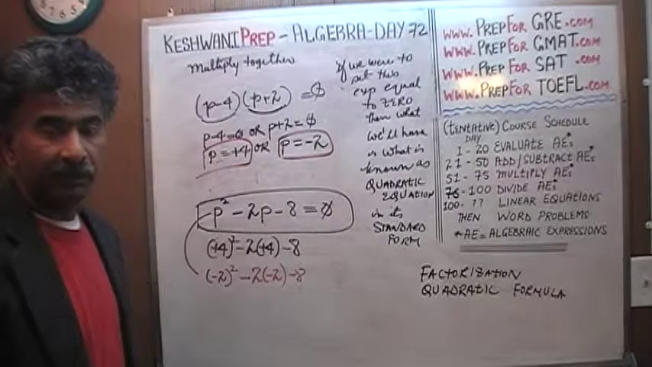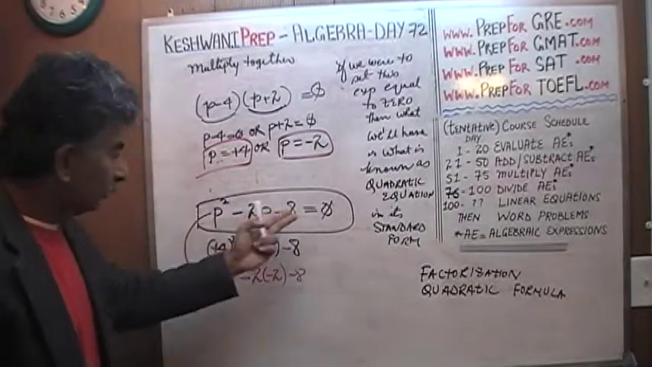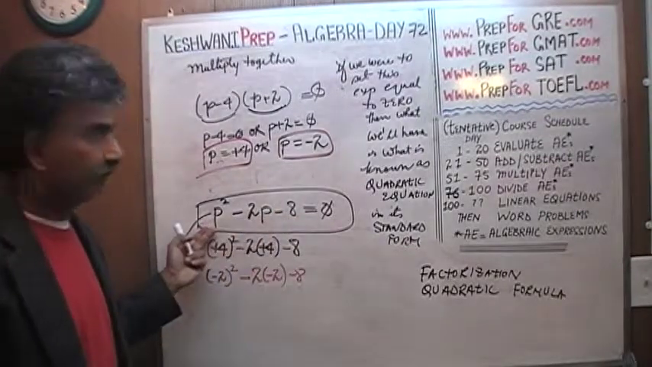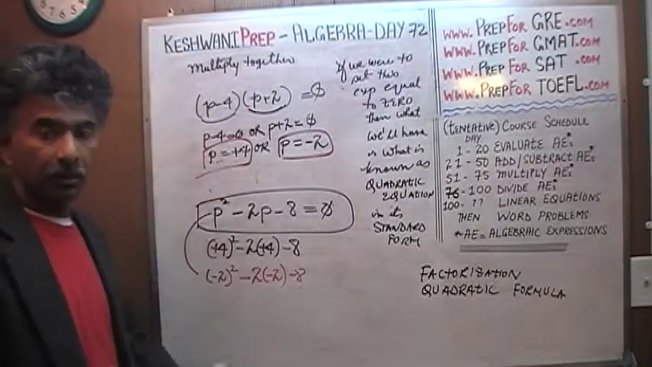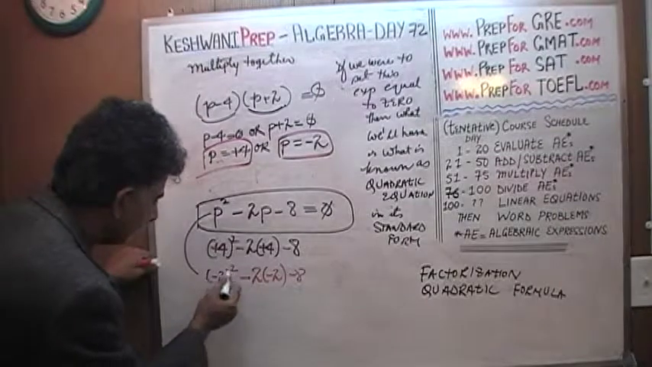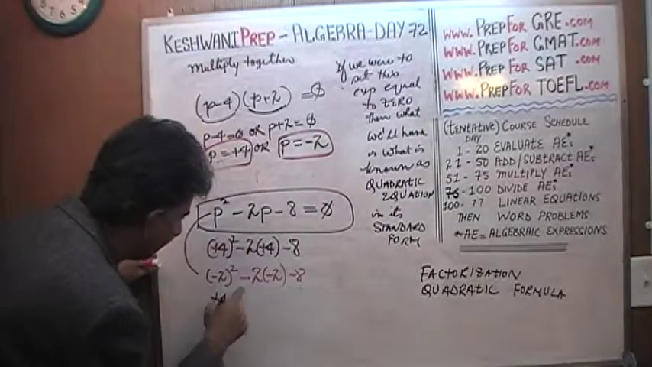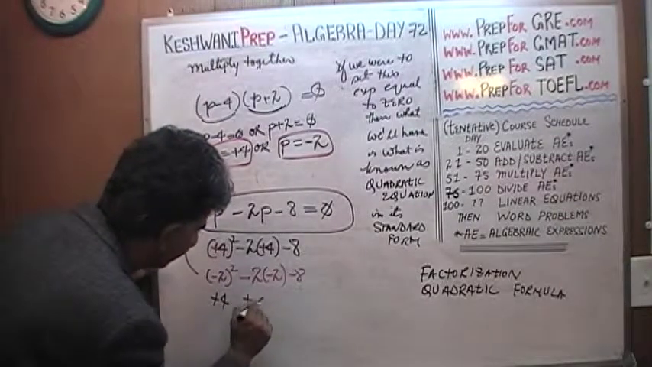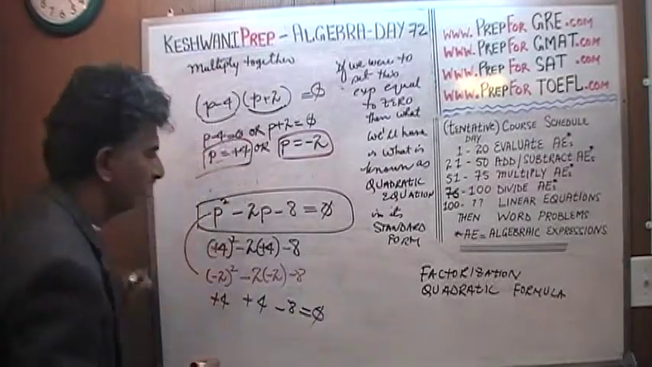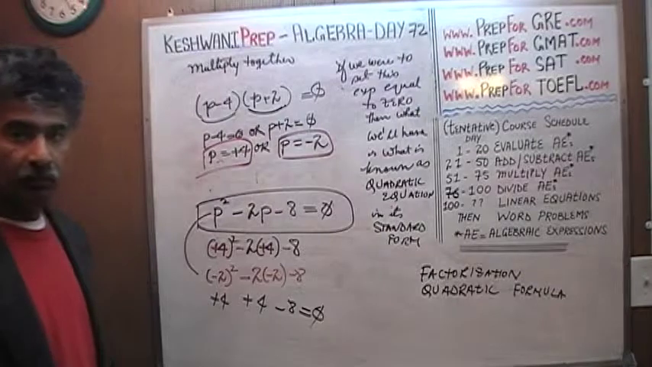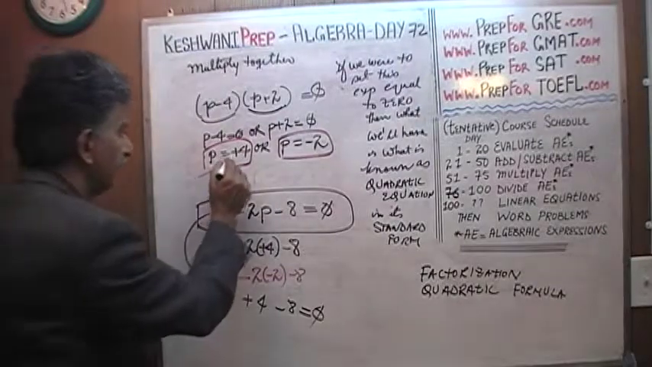It was not given to us. We created it. We know the parents of this equation. Parents of this equation are these two expressions, p minus 4 and p plus 2. There we go. Negative 2 squared is positive 4. Negative 2 times negative 2 is positive 4. Positive 4 and a positive 4 and a negative 8, voila, equals 0. So the roots of these equations are these two, positive 4 and negative 2.